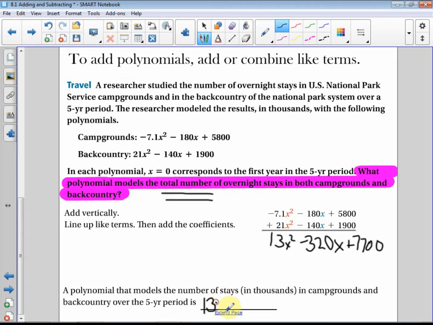So the polynomial that models the number of stays in thousands in campgrounds and backcountry over the 5-year period is represented by another polynomial, 13x squared minus 320x plus 7,700. Not too bad, right? Adding polynomials, just combining like terms.